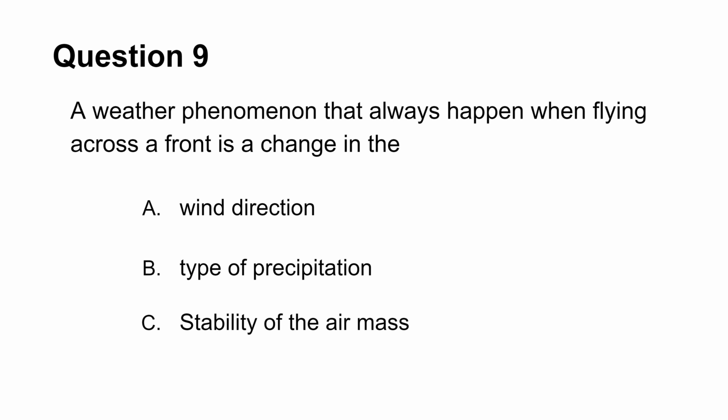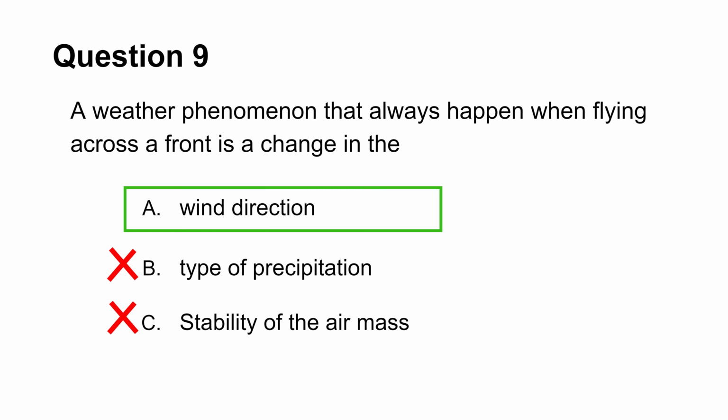The next question asks you about one weather phenomenon that is always present when flying across the front. You can immediately discard choice B. This is so because precipitation may not necessarily be present in a front. Also, there could be stability across two colliding air masses that form a front, making choice C incorrect. However, change in wind direction is always present across a front, making choice A the answer.